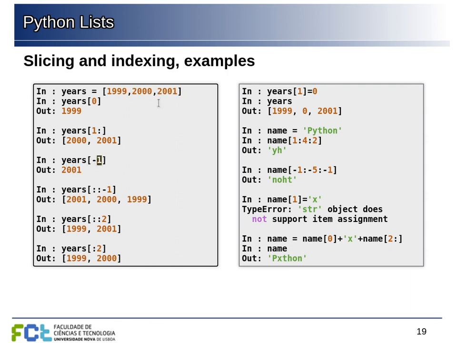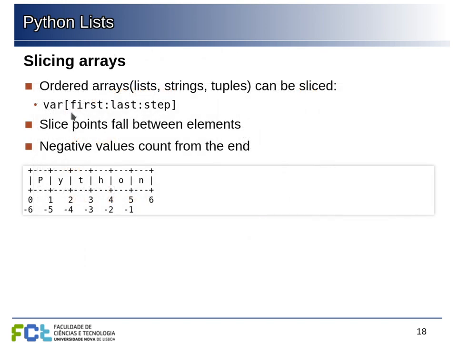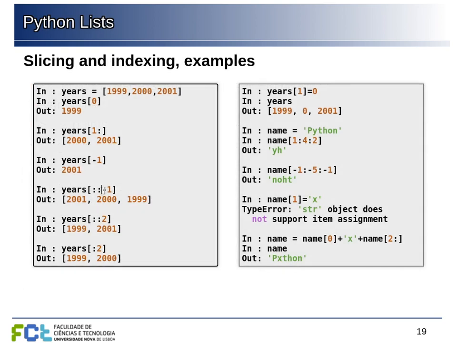Years -1 gives you the last element here, and if you do, for example, I want the list years from the beginning to the end, I'm not specifying the first 2 slice points, the first and the last, and I only specify the step as -1. So with a negative step, the order becomes reversed, and so the result of this will be a copy of the list with the order reversed.